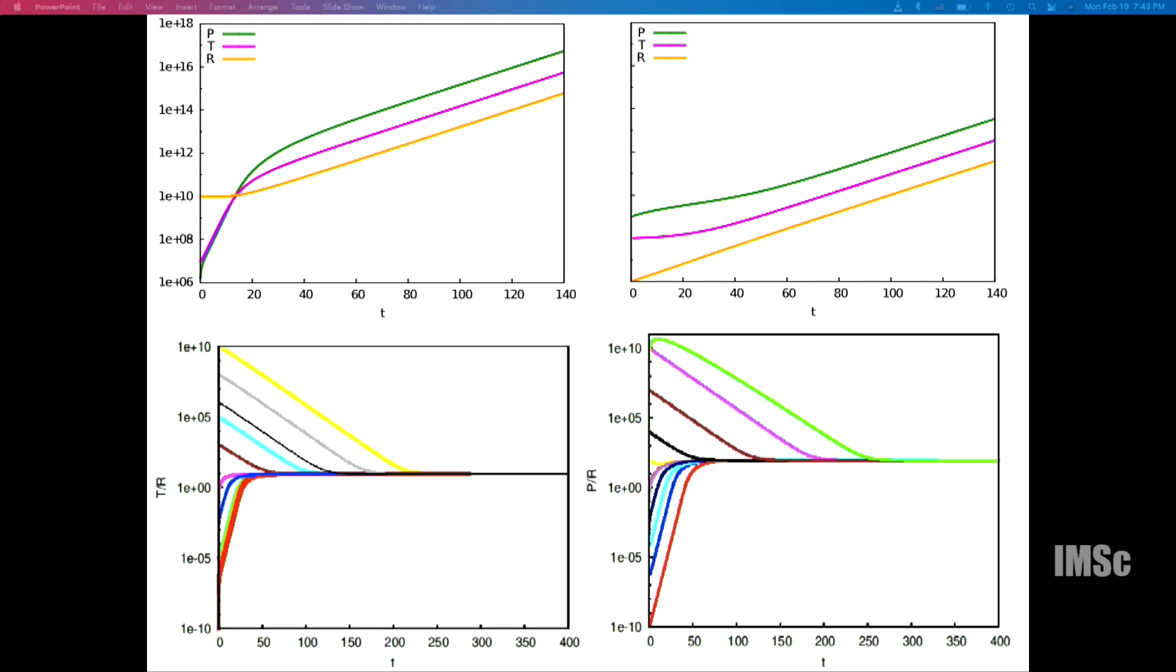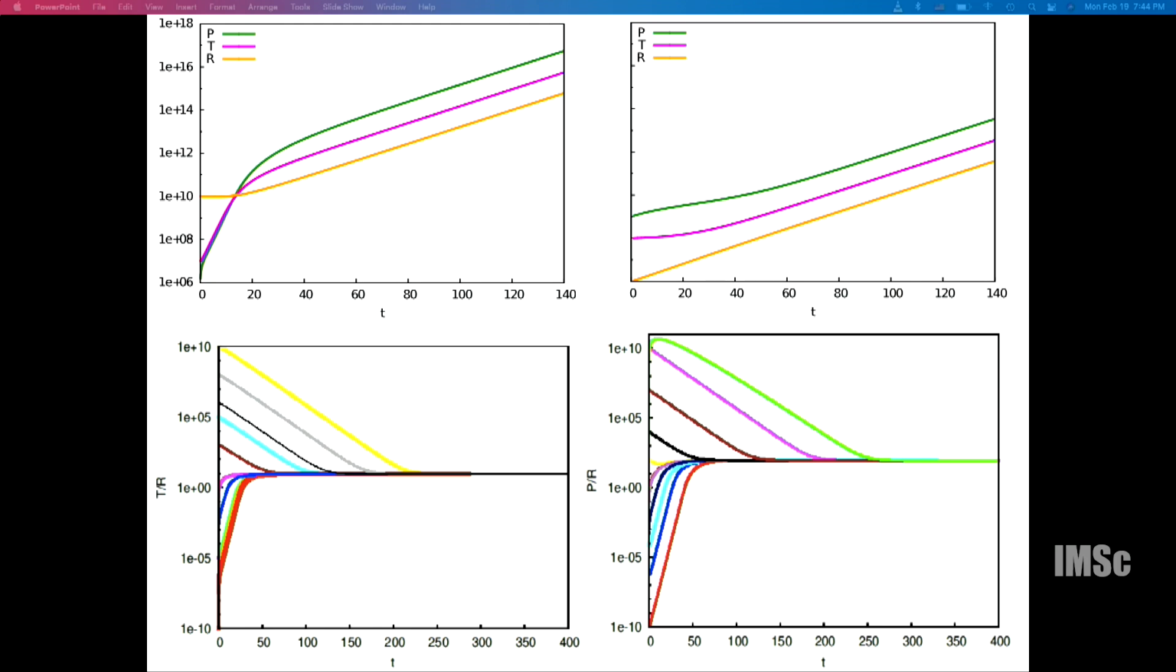Now, you can do simulations of the model, and that's what turns out to be the case. Here is time, and here the populations P, T, and R are plotted as a function of time, starting from some arbitrary initial condition. There is a transient, and then after some time, you see, this is a logarithmic scale on the y-axis, so this straight line means that they are growing exponentially, and all of them are growing exponentially at the same rate because the slope is the same. And this doesn't depend on initial condition. You can start with a different initial condition. There will be a transient, and the same thing will happen.